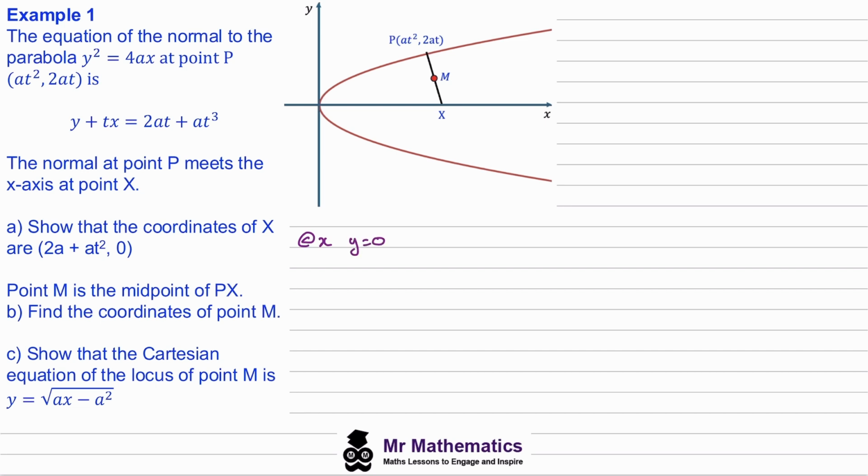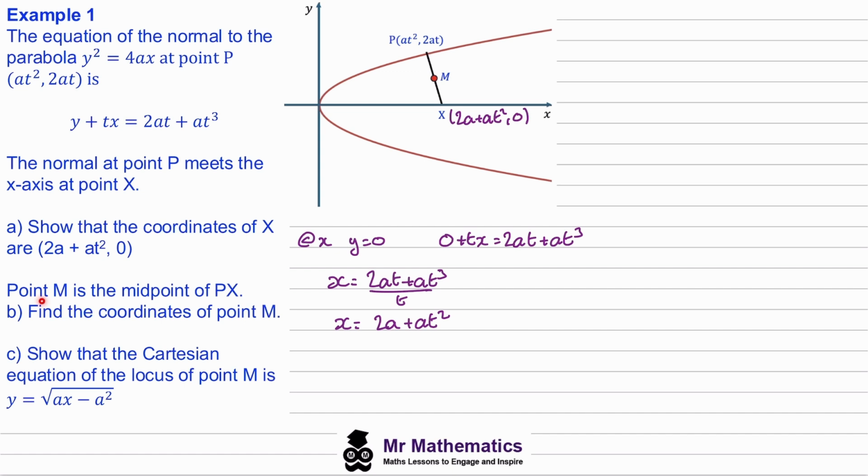So if we substitute 0 into the equation of the normal, then we get tx will equal 2at plus at cubed. Now we can make x the subject. We'll divide both sides by t, and then these will cancel, and this will become at squared. So now we have our general x coordinate. I'll label this on a graph.